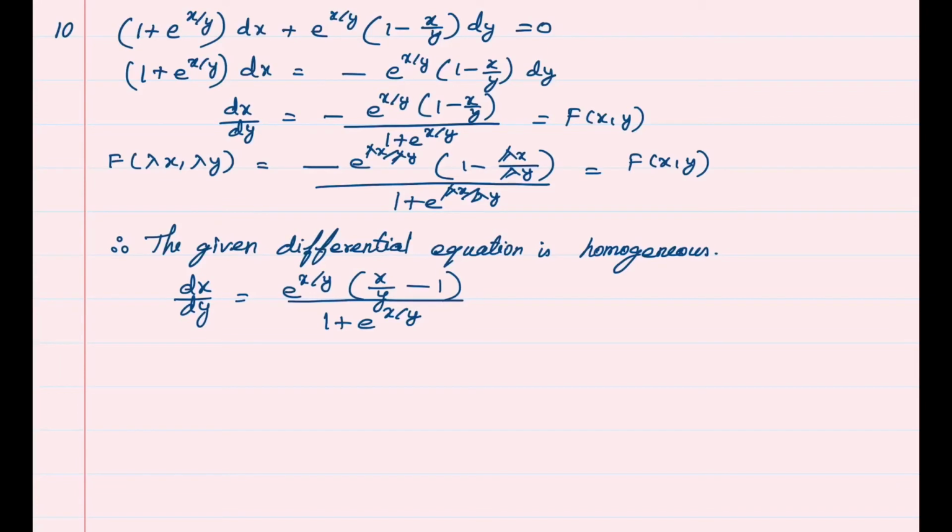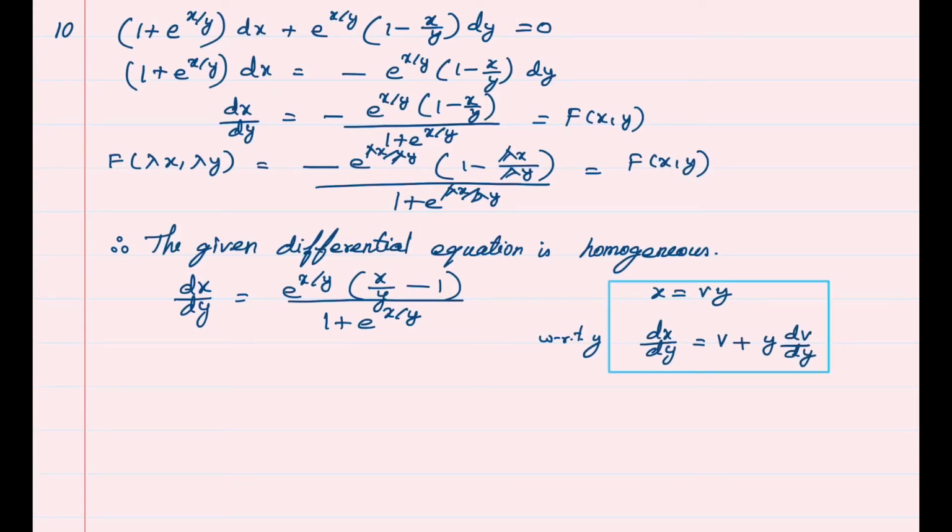Since it is a function of x by y, we have to substitute x by y as v, that is x is equal to vy. Now differentiating with respect to y, we get dx by dy is equal to product rule. V into differential of y with respect to y is 1 plus y into differential of v with respect to y is dv by dy. Let us substitute v plus y dv by dy equal to e power v, x by y is v minus 1 divided by 1 plus e power v.